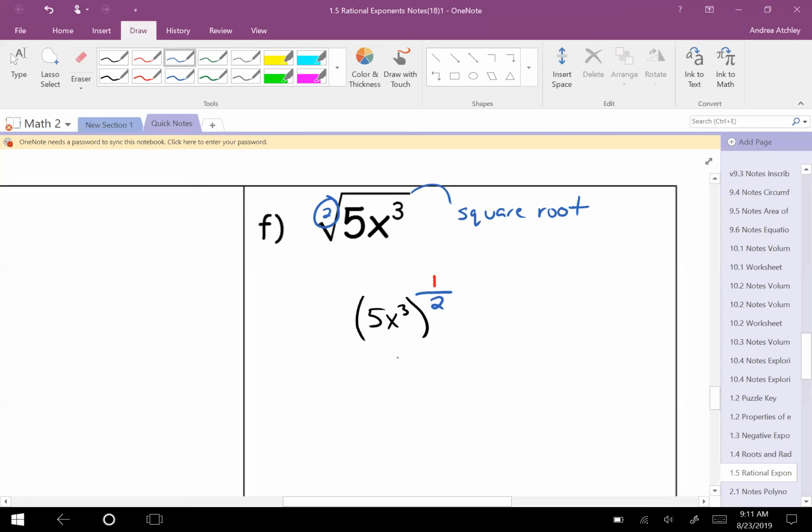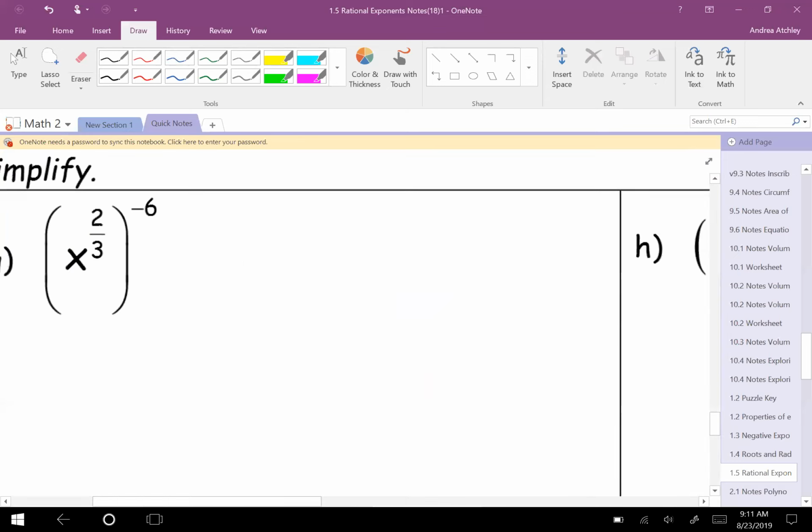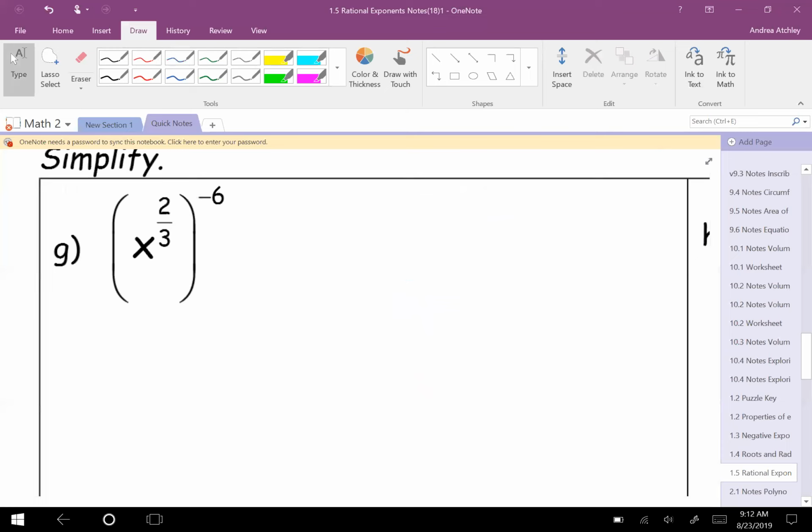You could also write it as this. You could distribute out that 1/2 and have 5 to the 1/2 power, x to the 3 over 2 power. Either way will be the correct answer, okay? Any questions over that? We're good? Okay. Let's do this problem.